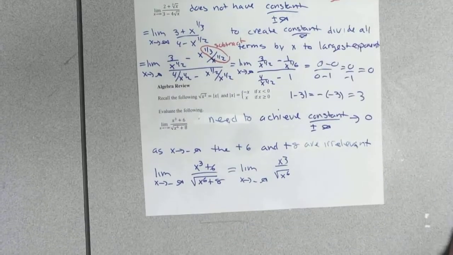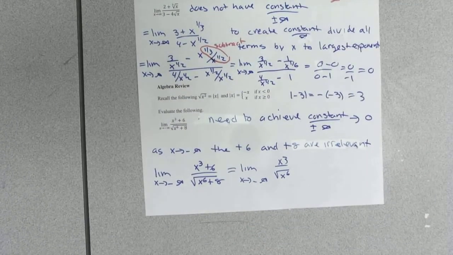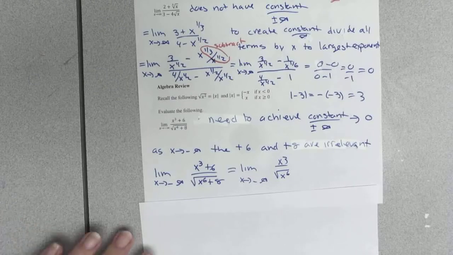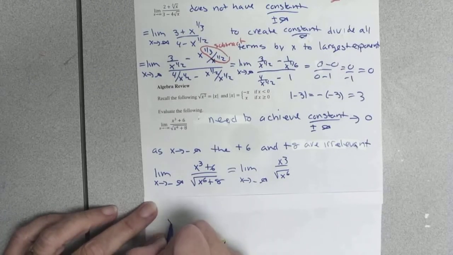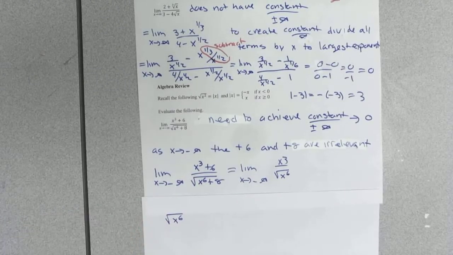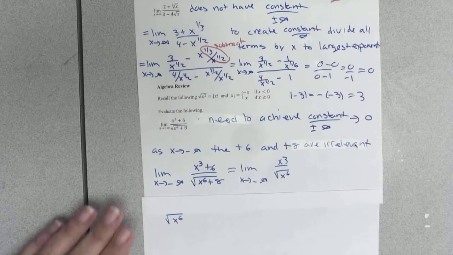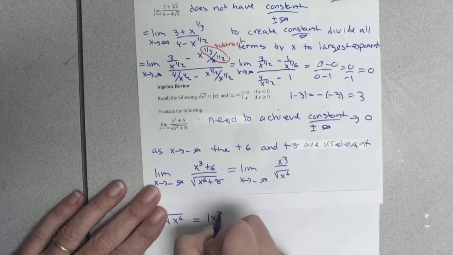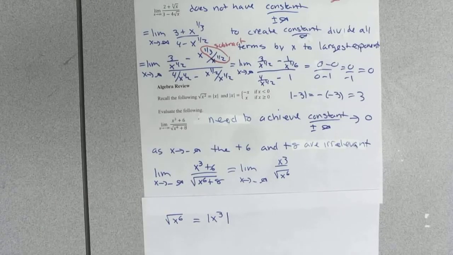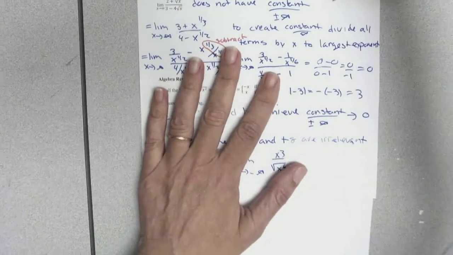Now that's only true when we're dealing with infinity and negative infinity. Now dealing with this, very technically, the square root of x to the 6th is the absolute value of x cubed, using what we just had up there. The square root of x squared was the absolute value of x. Very similarly, the square root of x to the 6th is the absolute value of x cubed. Now I need to figure out what this absolute value of x cubed is.